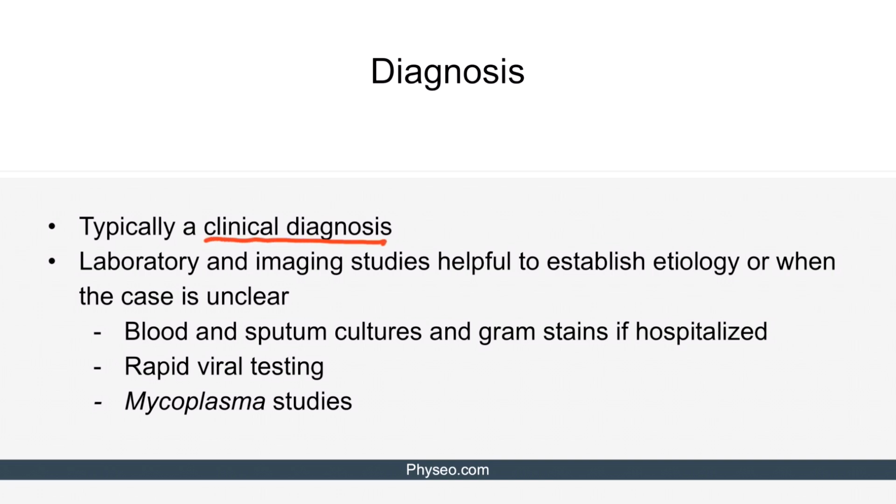Like many of the other respiratory tract infections, pneumonia is typically a clinical diagnosis. However, laboratory and imaging studies can be helpful to establish an etiology or in cases where the diagnosis is unclear. If a patient is hospitalized due to pneumonia, blood and sputum cultures, as well as gram stains, can be obtained in order to find the causative agent.